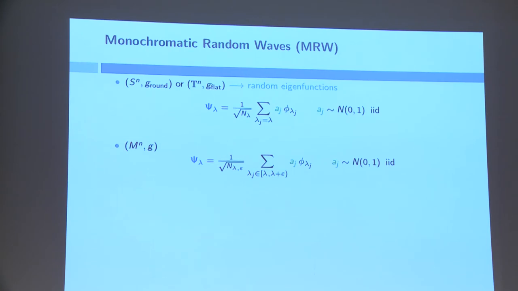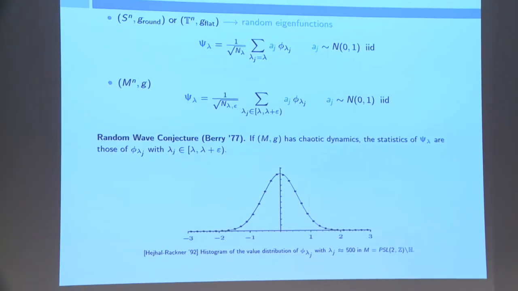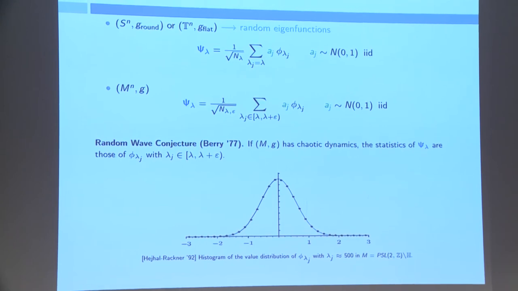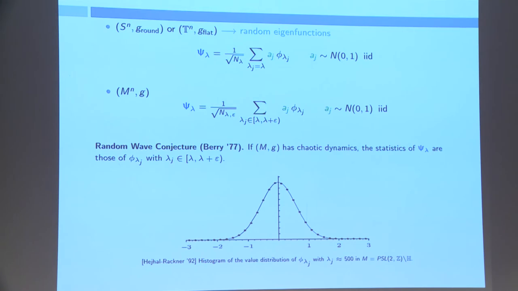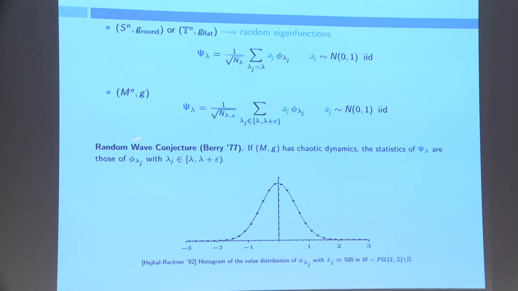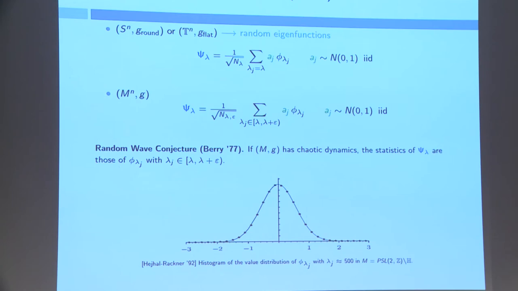However, we do believe that they should behave like eigenfunctions, that these are an honest model for what eigenfunctions look like. And this is the content of the random wave conjecture by Boris. What it says is that if you're working on a manifold where the geodesic flow is chaotic enough, the statistics of these waves, which are called monochromatic random waves, by the way, should be the same as that of actual eigenfunctions whose frequencies are in these windows. So what you have here, for example, is a histogram for the value distribution of an actual eigenfunction whose frequency is 500 on an arithmetic surface. Those are the points that are plotted, and you can see that it adjusts to a Gaussian distribution. There is some numerical evidence towards this conjecture, but nothing like this has been proved. But just keep in mind that we do believe that these are a good model for how eigenfunctions should behave.